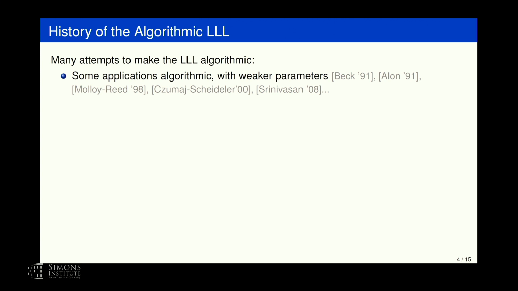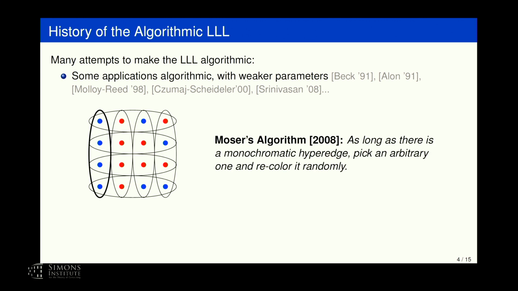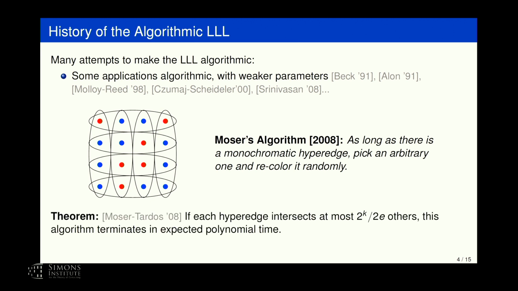OK, so then the question is, how can you find such a good coloring, right? How can we make an algorithmic version of the LLL? So there's been a long history of work on this problem, dating back to work of Beck, and then many, many improvements on this. It's a long list. I've probably missed many from this list. And there was a big breakthrough in 2008 with this algorithm of Moser. And what Moser did is he gave this simple algorithm, basically just look for any hyperedge that's badly colored and recolor it randomly. So here we have a blue hyperedge that's badly colored. We randomly recolor it. Now we find this red one that's badly colored, and then this one. And we keep going, and then eventually it converges to a good coloring. So their theorem is that if the hypotheses that we had are satisfied, then this algorithm will terminate in expected polynomial time.